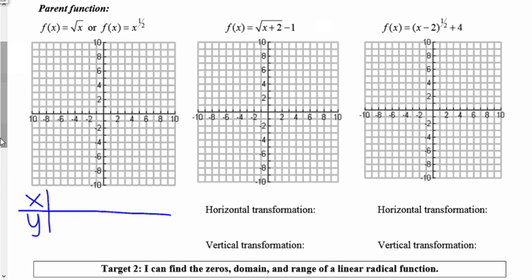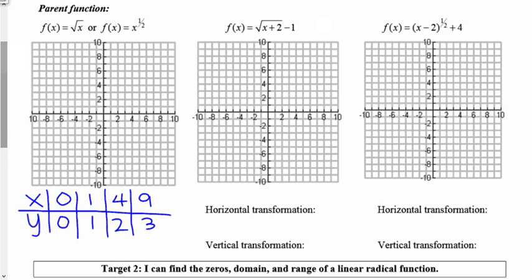So the points that I'm going to plug in for my x values are going to be points that I can easily take the square root of. So things like 0. The square root of 0 is 0. The next one would be 1. The square root of 1 is 1. I can also take the square root of 4. I get 2. And I can also take the square root of 9 and I get 3. Those are the only points that we need to graph for our parent function.